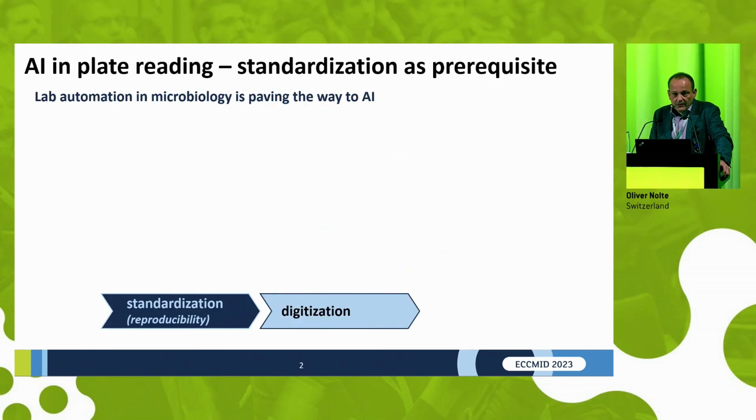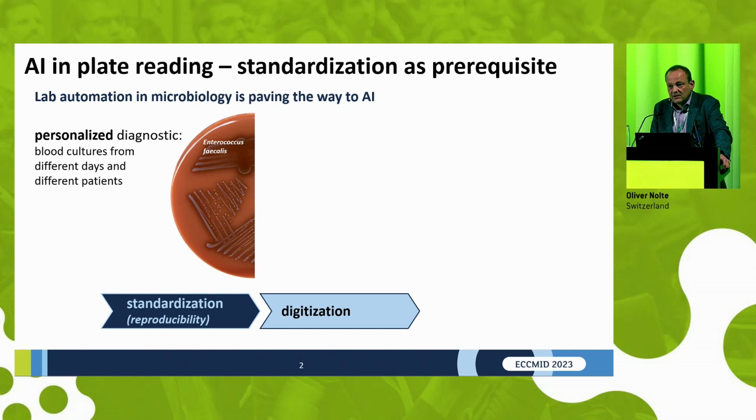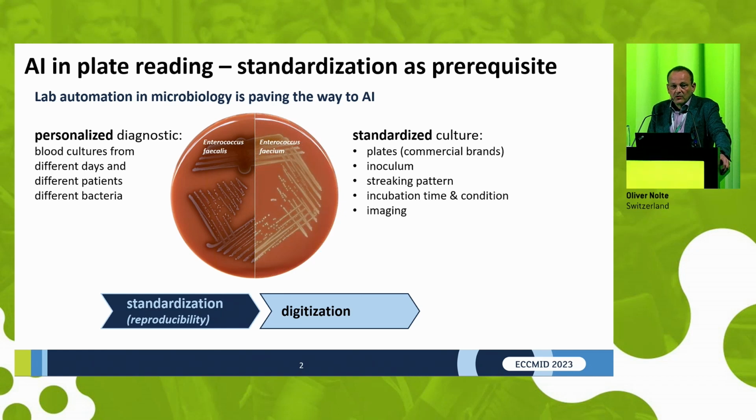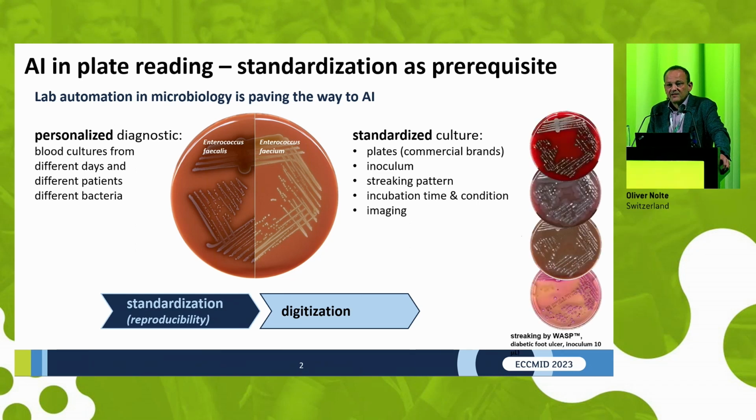The main prerequisite for artificial intelligence-based plate reading is standardization. This is, at least to my point of view, the central issue. With the modern streaking machines we have, we can get very, very standardized streakings, as you can see here, for blood cultures, positive with Enterococcus faecalis, and a second one which was streaked at another time from another patient from another bottle with faecium. And you see the standardization in streaking. Also, the incubation is standardized, and that works not only with blood culture but also with samples which are rich of microbes, as shown here for a sample of a diabetic foot ulcer.